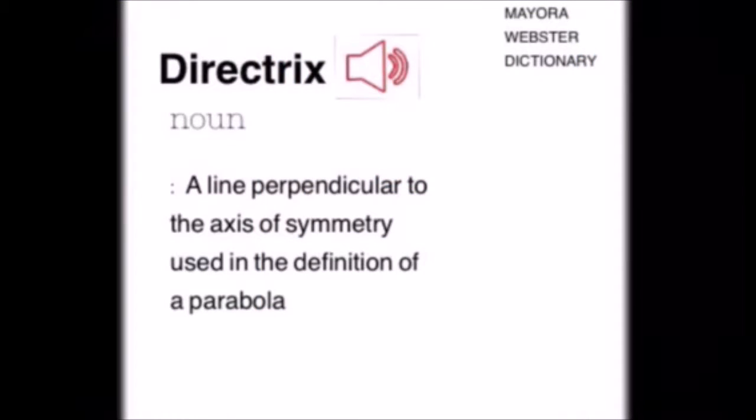Now, let us move on to the directrix. Directrix is a line perpendicular to the axis of symmetry used in the definition of a parabola.